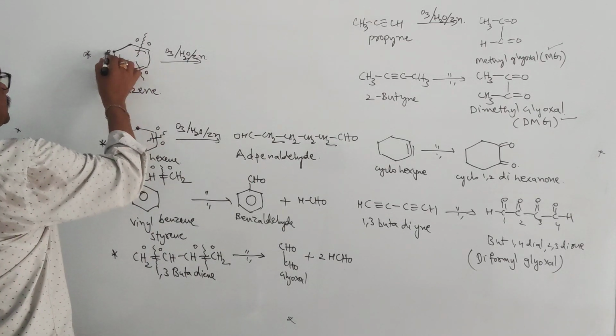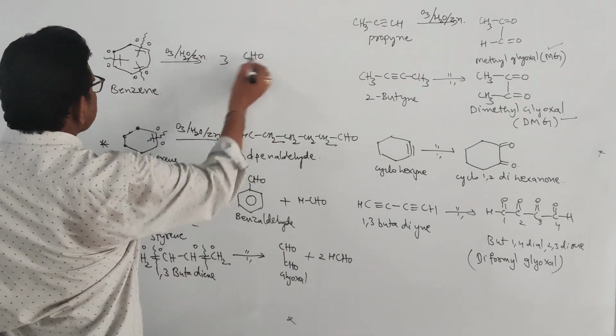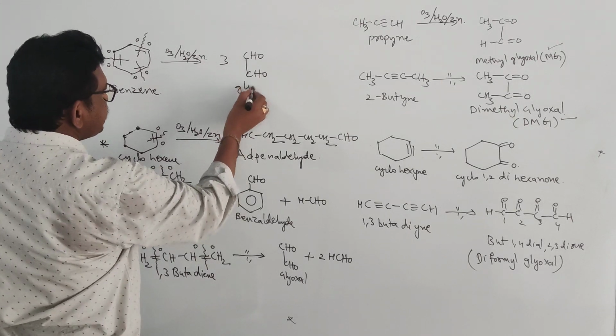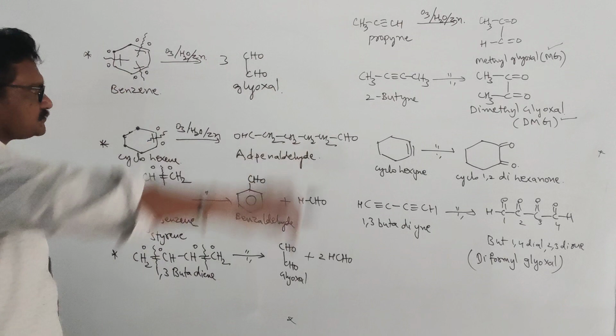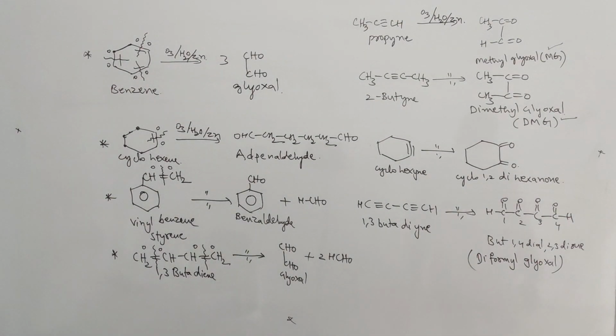CHO-CHO. That means you are getting CHO, okay, and CHO. These are nothing but glyoxal. So you are getting 3 moles of glyoxal. Benzene on ozonolysis, the ultimate product is glyoxal, 3 moles of glyoxal. Okay, students.